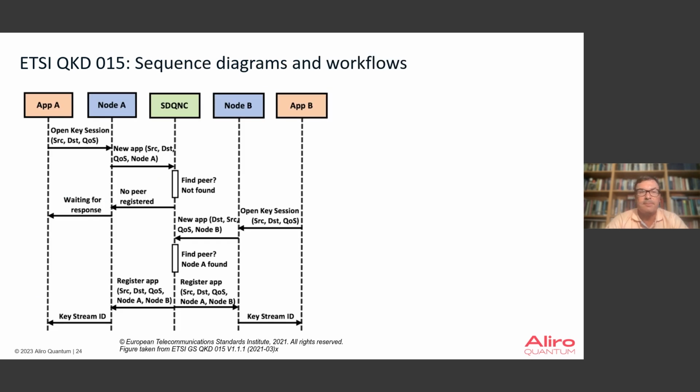rate and jitter. That same ETSI specification number 15 also documents multiple sequence diagrams describing various workflows. There are multiple of these diagrams in the specification, and this is just one example of them. In this particular example, we show two application nodes, meaning two classical encryptors, registering themselves with a quantum network and establishing a key exchange session amongst themselves.